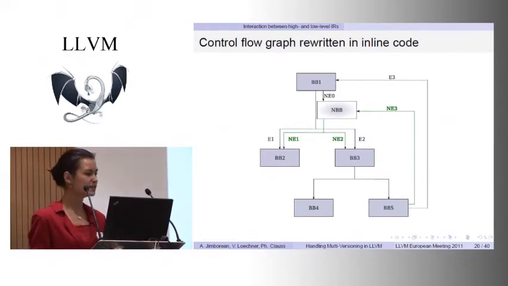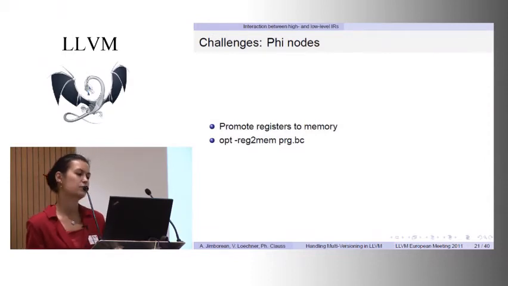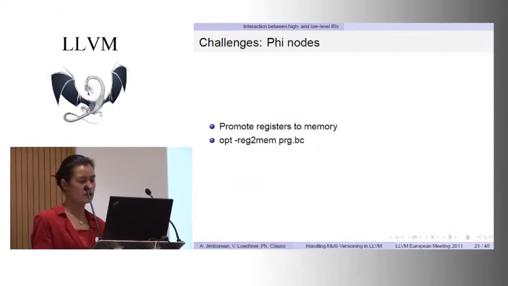Okay. What are the problems with this situation? From the beginning, in order to ease our hacking into the control flow graph, we needed to eliminate the Phinodes. So we promoted the registers to memory easily using the optimization pass reg2mem from LLVM. Why do we need to do this?